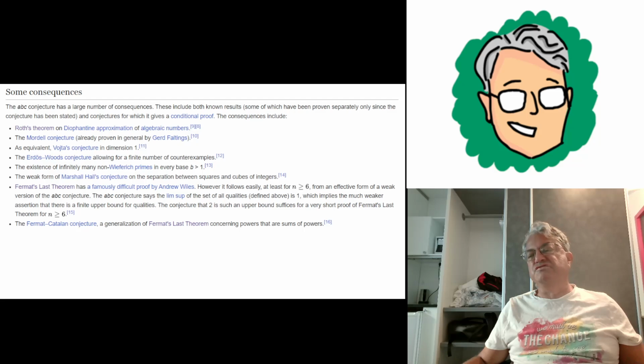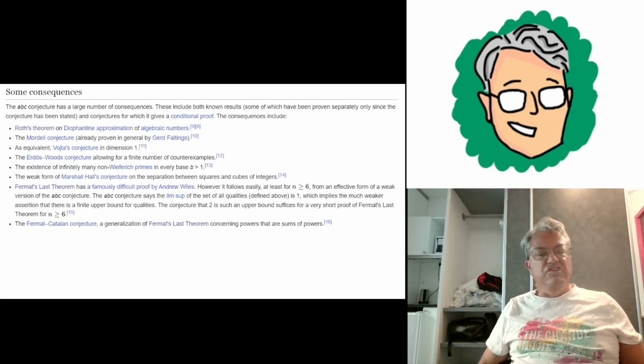I don't want to get into what those are. And then there's also the weak form of the Marshall-Hall conjecture on the separation of squares and cubes. I don't know specifically what it says, but I think for every integer n, there's only a finite number of perfect squares and perfect cubes that are separated by n.